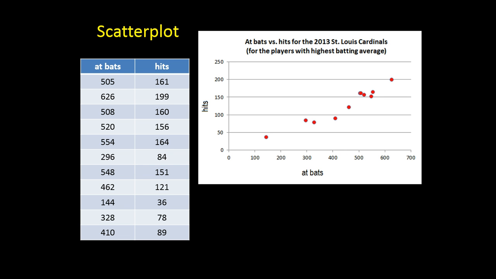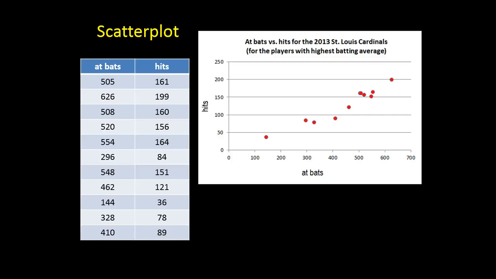So to make a scatter plot, we need to identify one of those variables as representing its values on the horizontal axis, so we'll say that that's at-bats, and the other is represented on the vertical axis, that's hits, and we look at these associated values as if we have coordinates, x and y coordinates of an ordered pair.